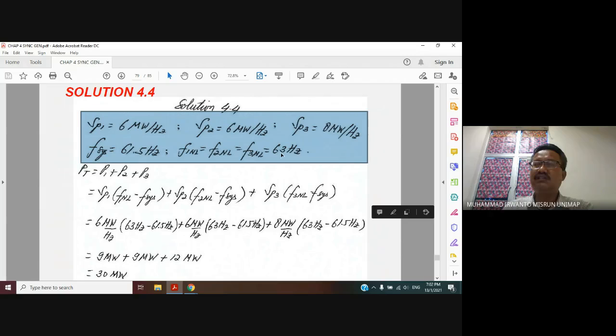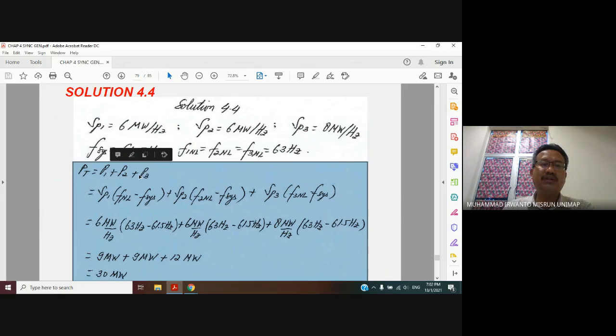Yeah, they are 63 hertz. So to obtain the total power, we can use this formulation: PT is equal to P1 plus P2 plus P3. Just substitute all the values into this formula. Now, lastly, we can obtain the total power shared together by the 3 generators, which is 30 megawatt.